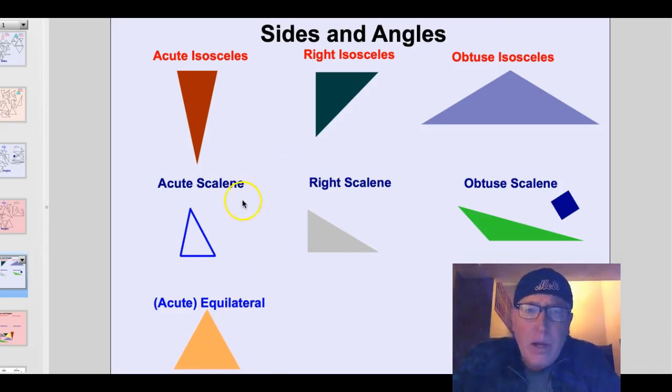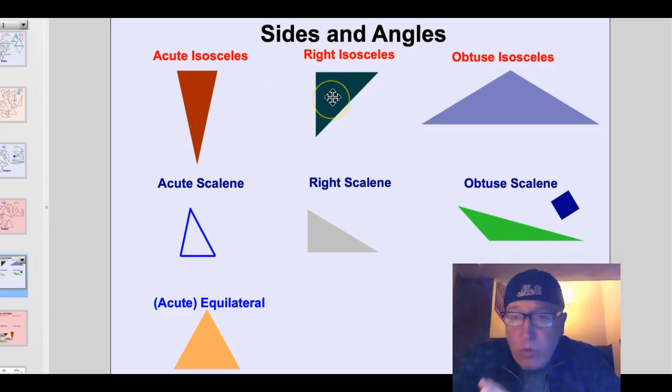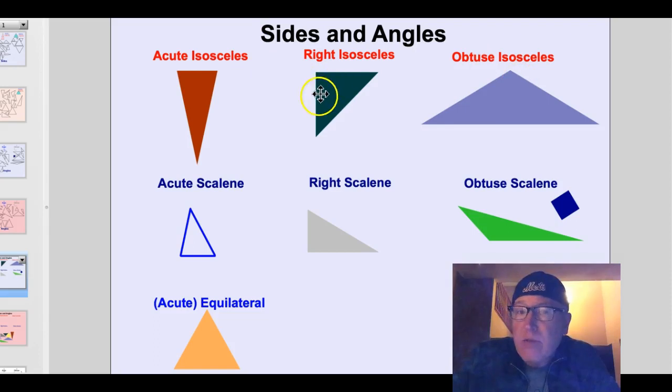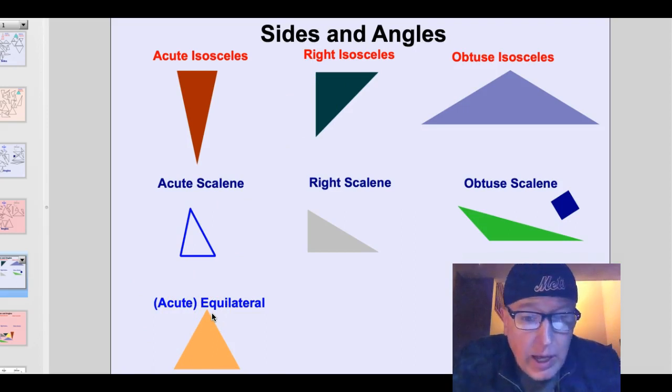Let's review a little bit. Isosceles triangles have two sides that are the same. It could have all acute angles and be an acute isosceles. It could have a right angle, which is a right isosceles. It could have an obtuse angle, which is an obtuse isosceles. Okay? I think isosceles are the easiest ones. Two sides that are the same. I think this is the next easiest one. Equilateral. Everything's the same. Sides are the same. Angles are the same.